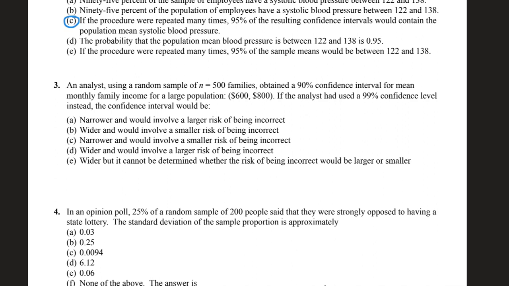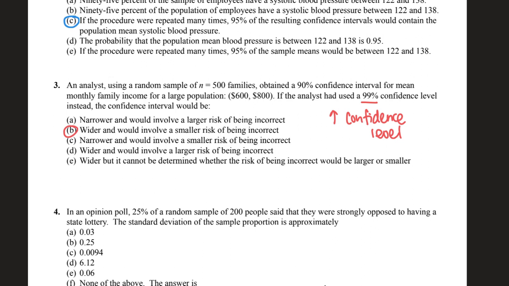All right, the next question is basically asking what happens to the confidence interval if we increase the confidence level. So when we increase confidence level, remember that our confidence interval gets wider. Okay, so if our confidence interval gets wider, that would mean by default we would have a smaller risk of being incorrect, meaning we are more likely to capture the true mean.